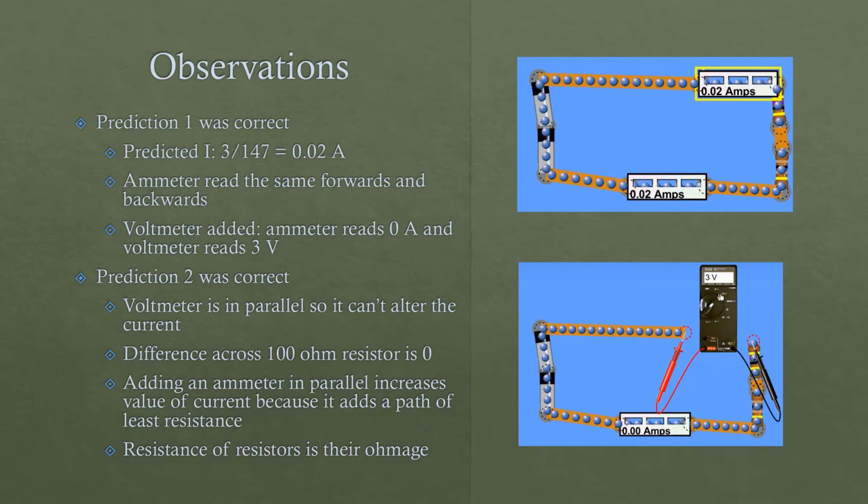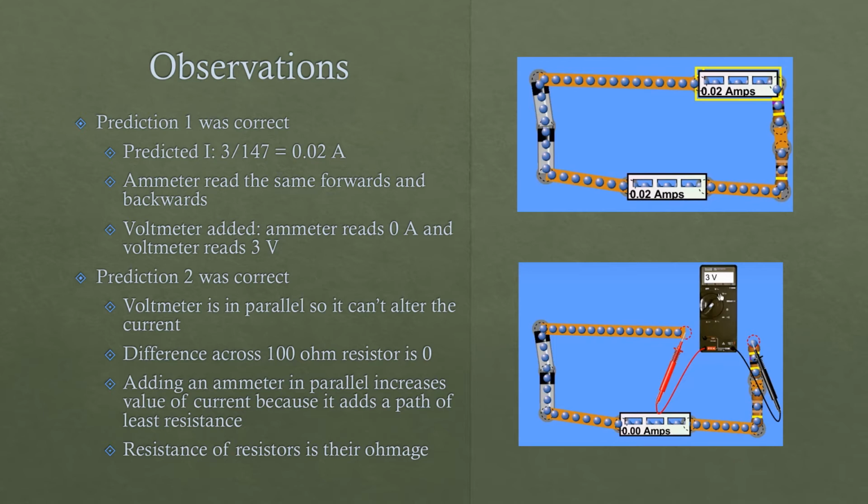We made some key observations after doing the lab. We saw that prediction 1 was correct. We predicted that the current would be 0.02 amps, and we found that the ammeter read the same forwards and backwards, so if you were to take the ammeter and flip it upside down, it would read the same. We also found that when you add a voltmeter, the ammeter would read 0 and the voltmeter would read 3. 3 volts is the EMF, and the current does not flow through a voltmeter due to extreme resistance.